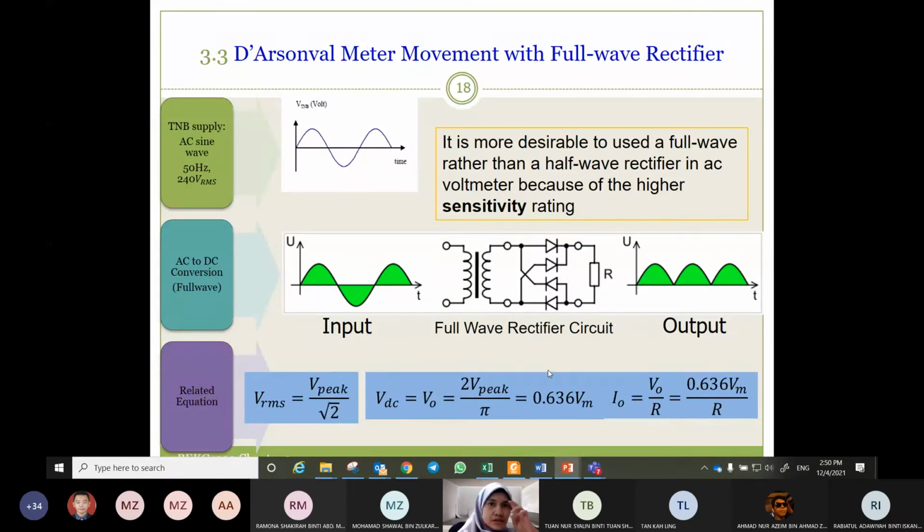Okay, if you understand half-wave rectifier, then full-wave rectifier is the same concept, but we just double the value. This AC signal comes from the supply. It is more desirable to use a full-wave rectifier than a half-wave rectifier in an AC voltmeter because of the higher sensitivity rating. So this is the AC signal.